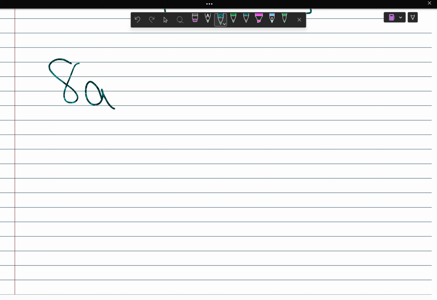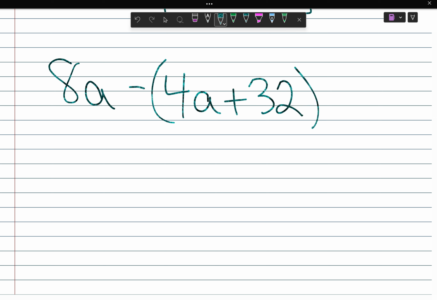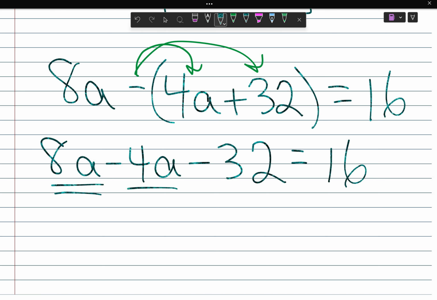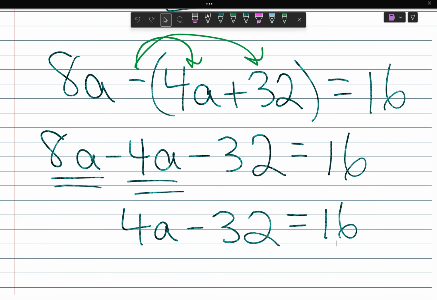New example. We have 8a minus 4, minus 4a plus 32 is equal to 16. Again, distribute. That minus sign is like a minus 1 out there. So negative 1 times 8a is negative 8a, negative 1 times 4a is negative 4a. Negative 1 times positive 32 is negative 32, is equal to 16. Again, combine like terms on each side. We get 8 minus 4a is 4a, minus 32 equals 16.